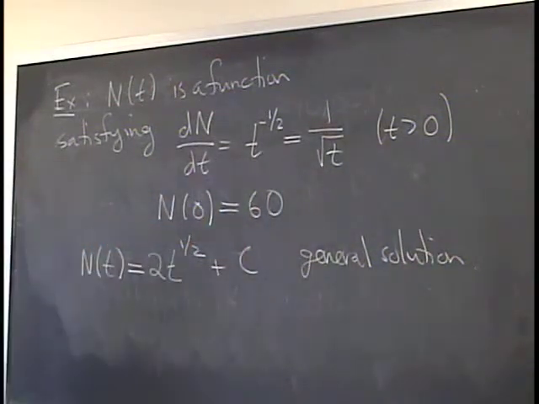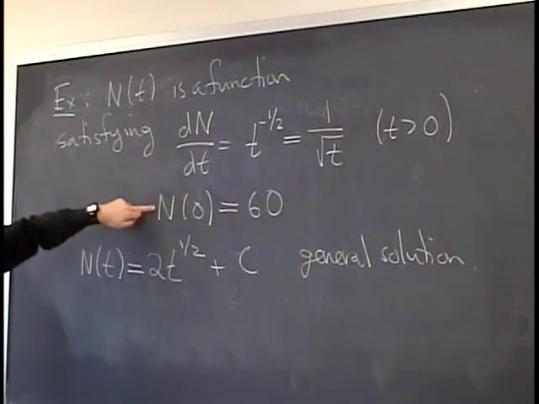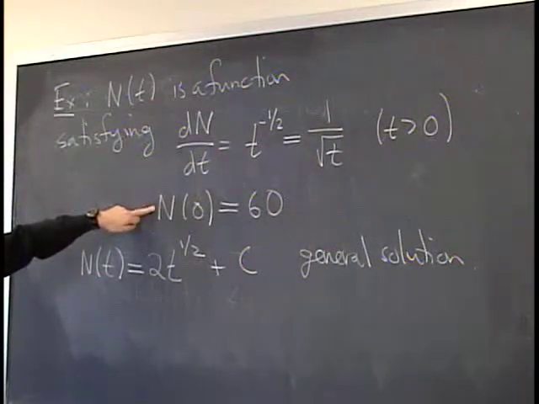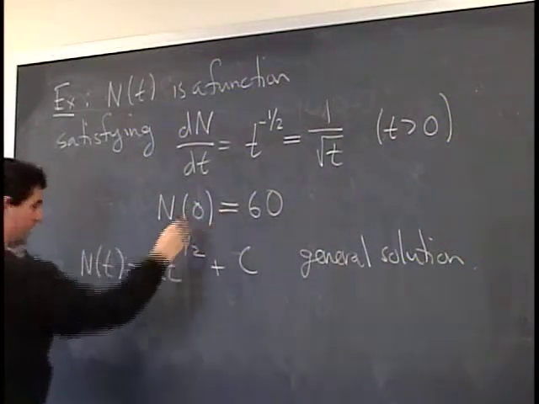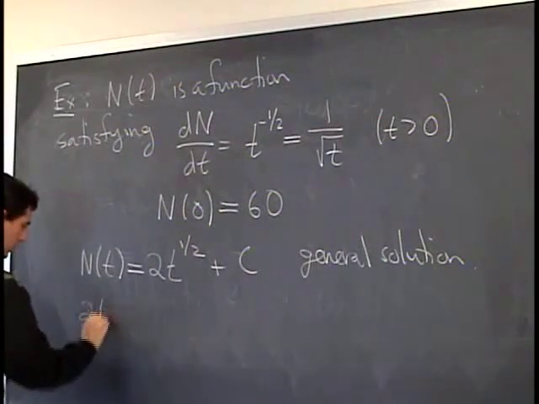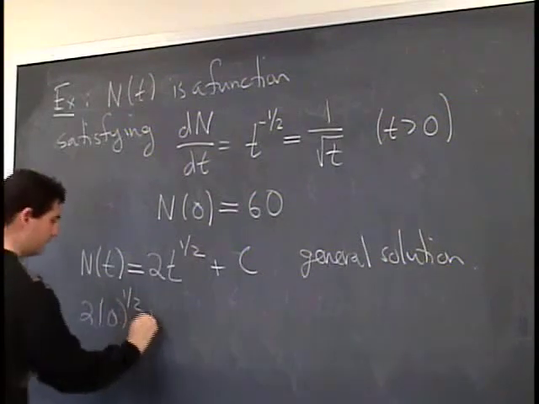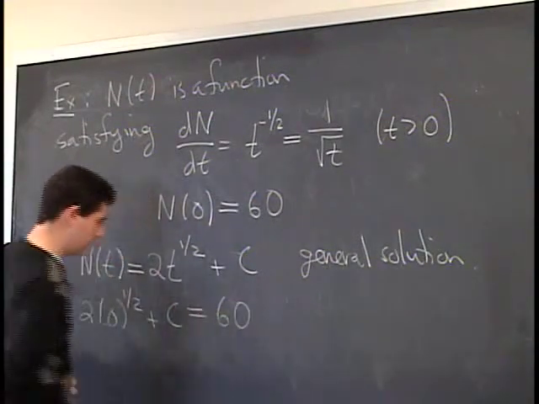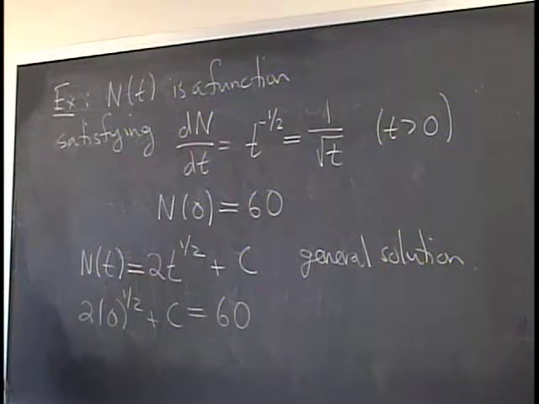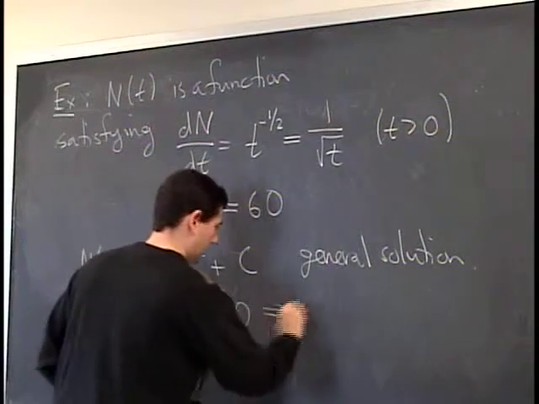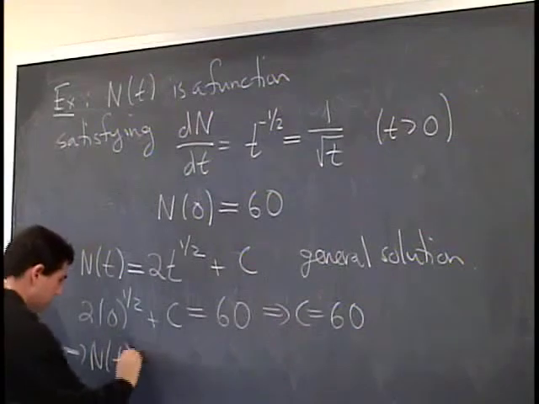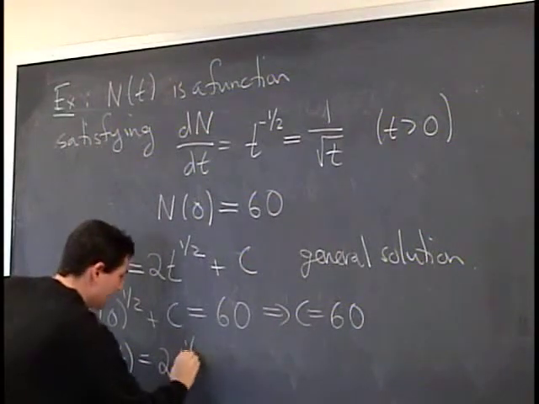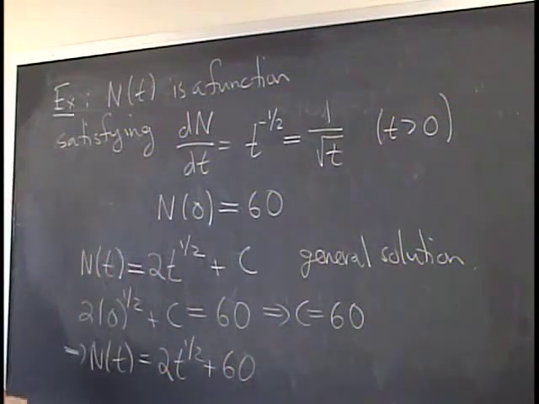Okay, but we also have this little extra bit of information. We know that if we plug in 0, we should get 60. So 2 times 0 to the 1/2 plus c should be 60. Cool, that's easy. What is c? 60. Awesome. Okay, so this tells us that n of t equals 2t to the 1/2 plus 60 is our particular solution.